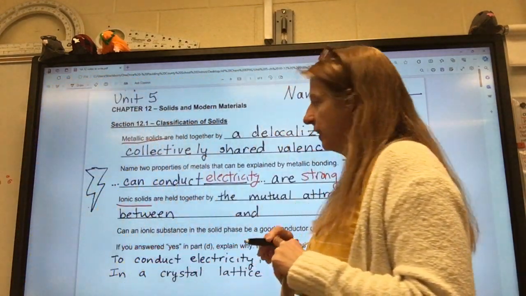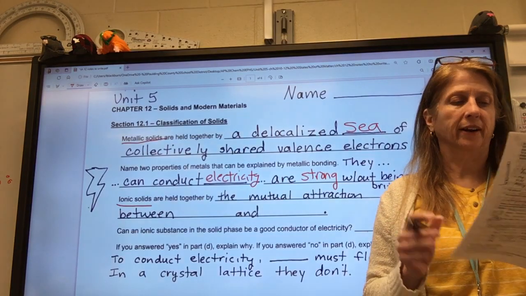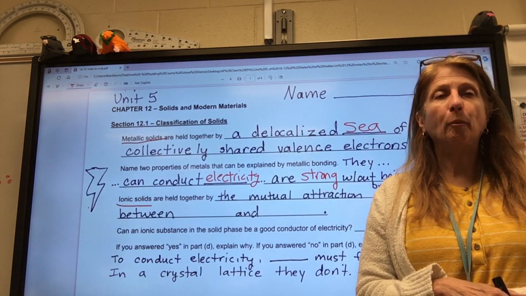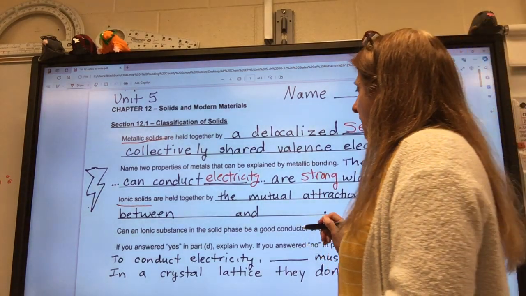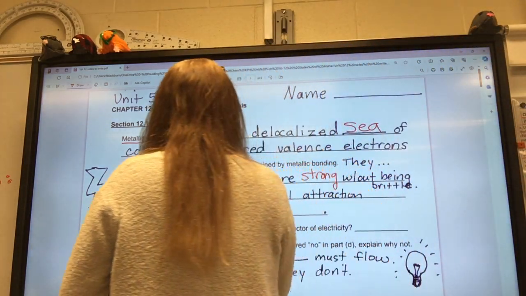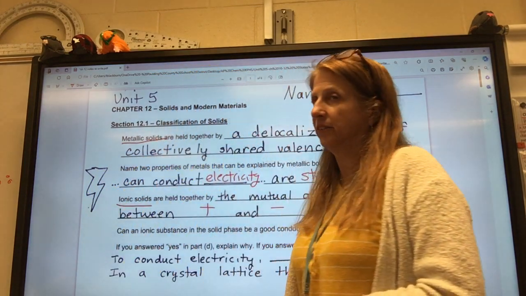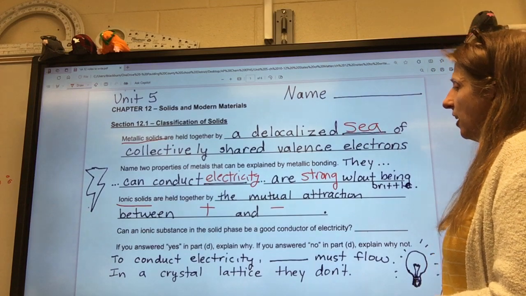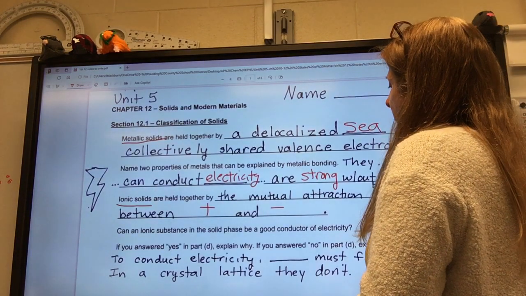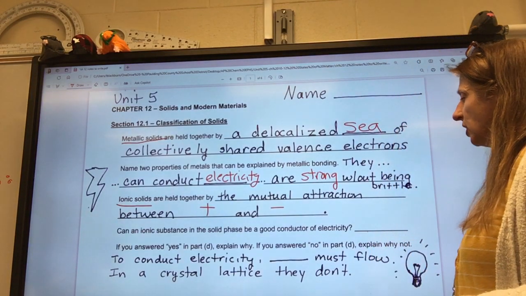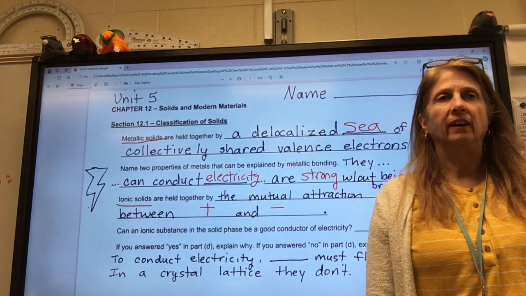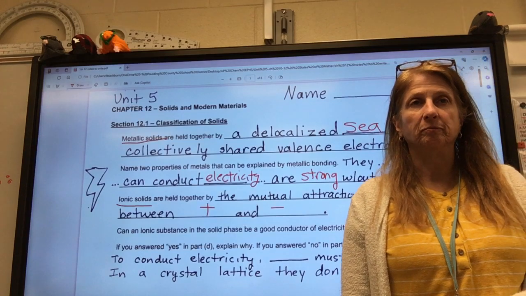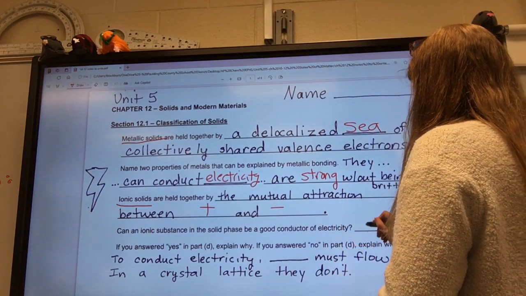So the next kind is ionic solids, like salts. What holds together sodium chloride? Opposite charges, cations and anions. So it's the mutual attraction between positive and negative, cations and anions, between ions, okay? So can an ionic substance in the solid phase be a good conductor of electricity? Does salt as a rock conduct electricity? No.